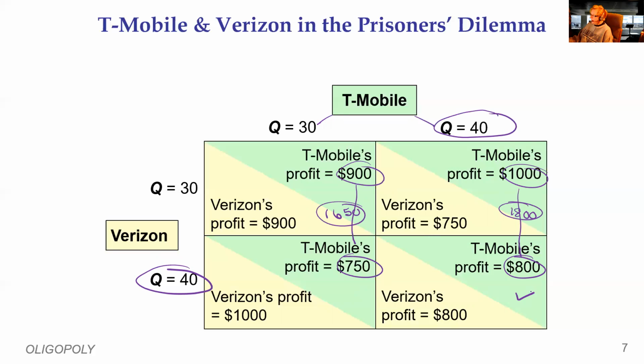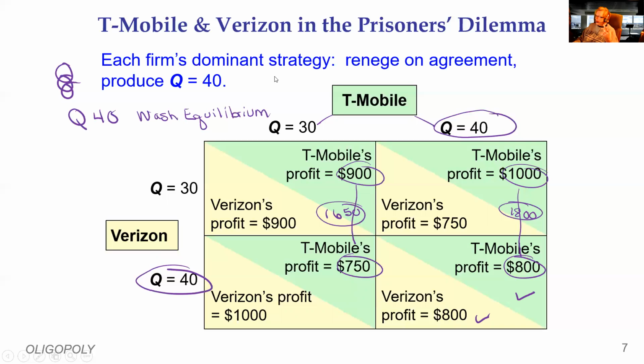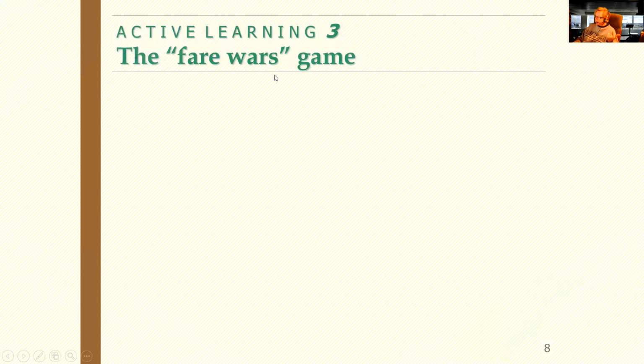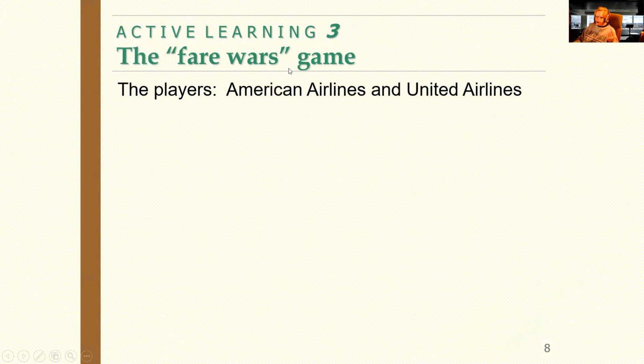Because the dominant strategies fall in the same cell, meaning 40 and 40, the quantity of 40 will be our Nash equilibrium. This works really well if you're looking for the Nash equilibrium through the dominant strategy. Now let's take a look at another example.